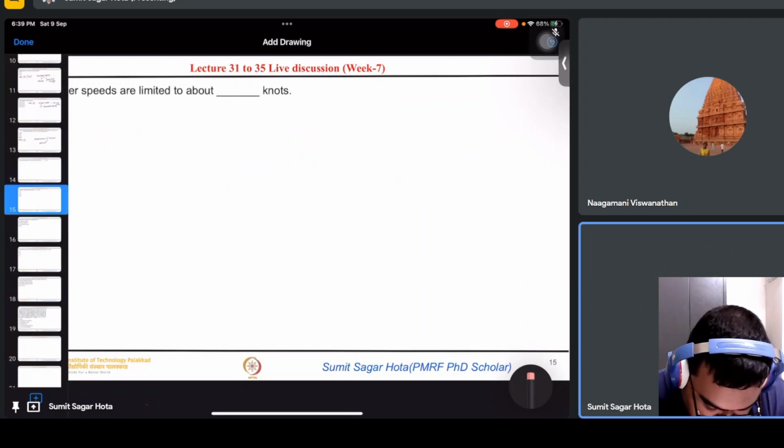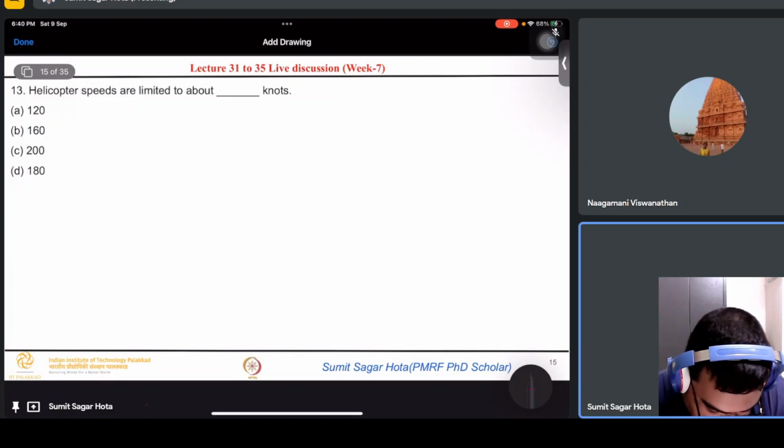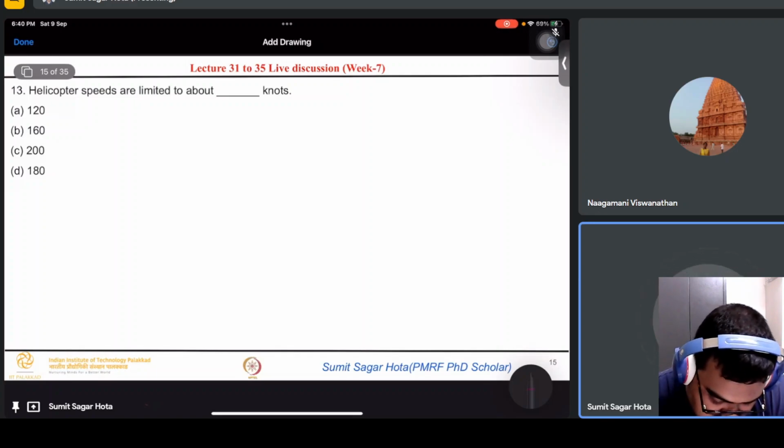Next question: the helicopter speeds are limited to about dash knots. This is a very tricky question. If you know the answer, then you can answer it, otherwise you can't, because the options are very near to each other. Always remember, for a helicopter the velocity always lies between, nearly near to 100.